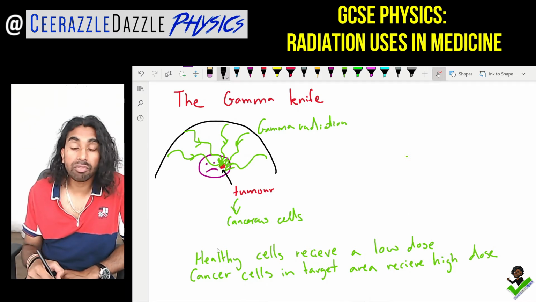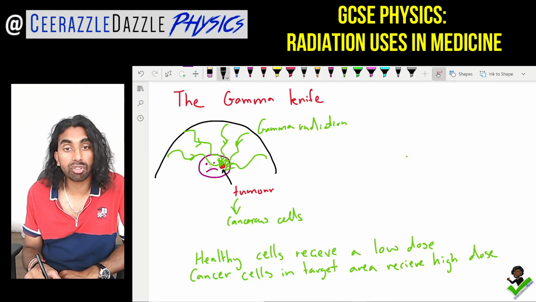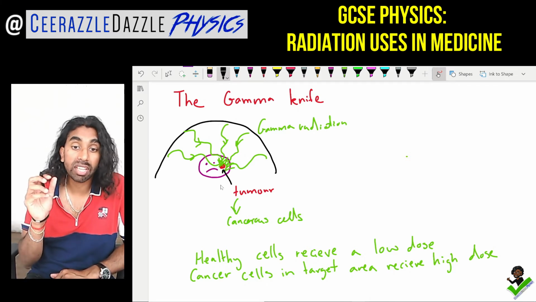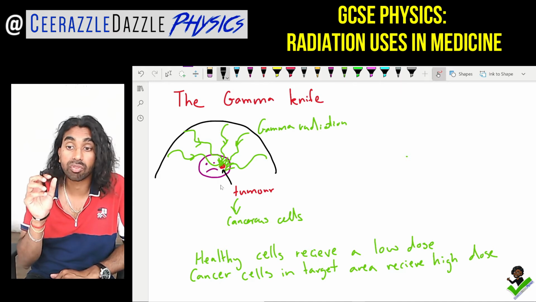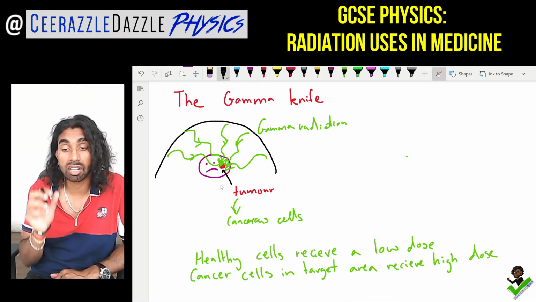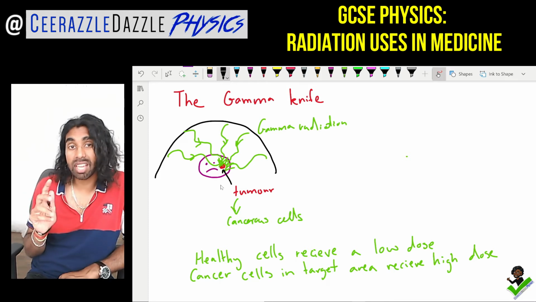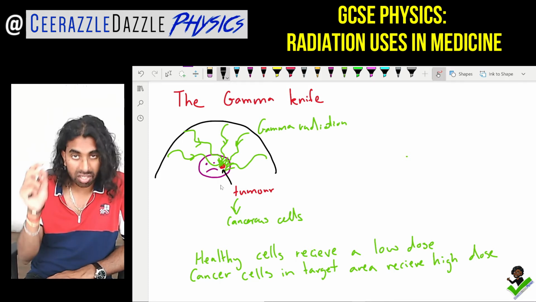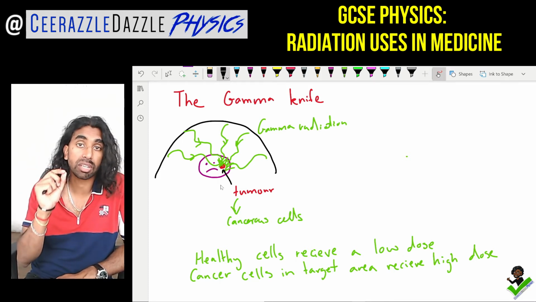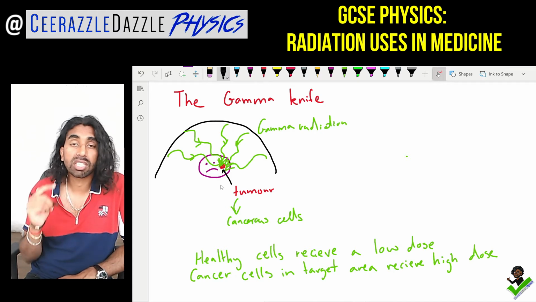Well, yes, look, the healthy cells will receive a dose of gamma radiation, but it's only the cancer cells in the target area which receive the highest dose. Only the cancer cells in the target area receive the highest dose, guys. So yes, you are exposed to more radiation, but the target area receives the concentrated amount the most. Okay, so that is the gamma knife.